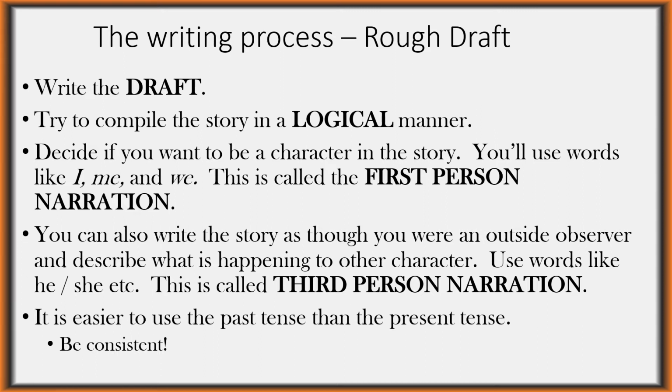Decide if you want to be a character in your story. Then you'll use words like I, me, and we, and that's called the first person narration. But you can also write the story as if you were an outside observer. You'll use words like he or she, and that's called the third person narration. Also decide on the tense that you want to use. It's usually easier to write in the past tense, but you may use the present tense. Whatever you decide, be consistent. Remember, this is the rough draft.